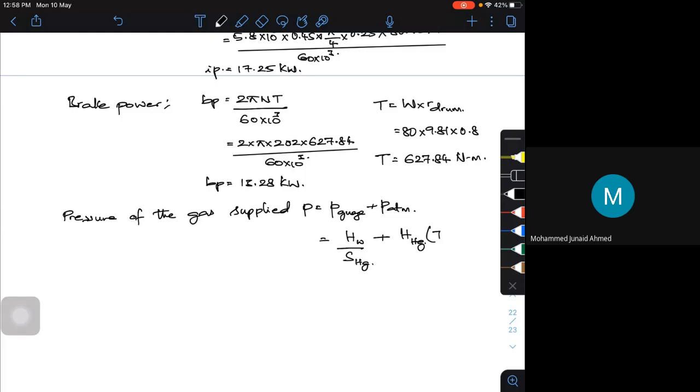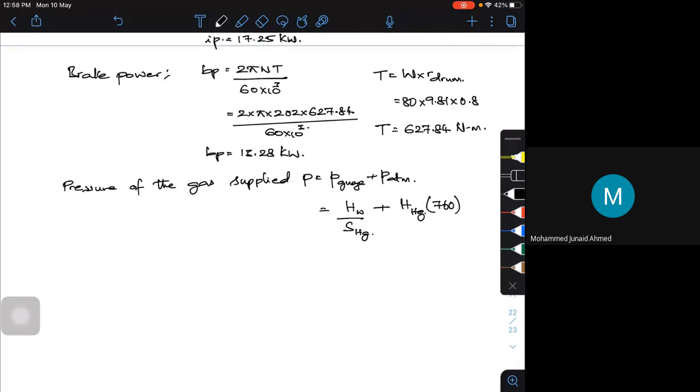So what do we have here? 136 divided by specific gravity of Hg, 13.6, plus 760. So 136 by 13.6 is 10. So 10 plus 760 is 770 millimeters of Hg. This is my pressure at which the gas is supplied.